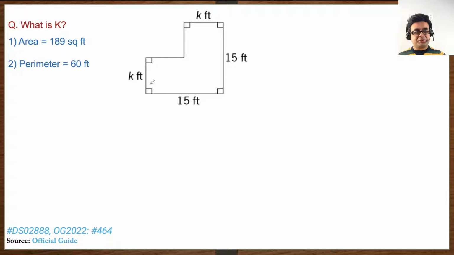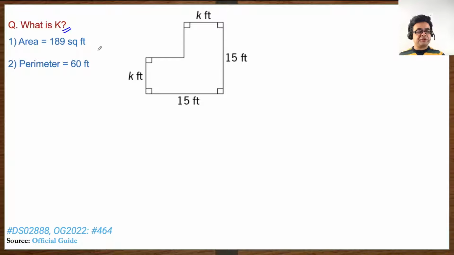So this is a very small question, one of the hardest questions in the Official Guide to GMAT. This is question number 464 in OG 22, but you can also find it as 02888 DS in other Official Guides to GMAT, or you can search for it online. All right, the question is, what is the value of K? And this is the diagram that is given to you.